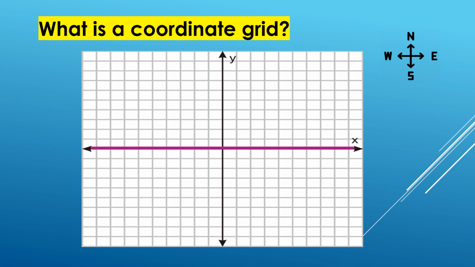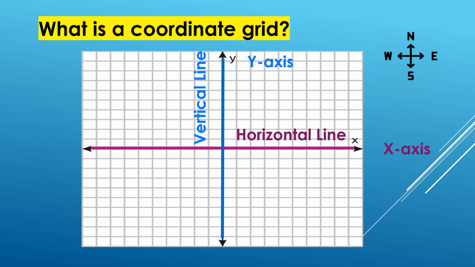Now this coordinate grid has a horizontal line. It's in the purple color. So this is a horizontal line. Remember this word, horizontal. And this is called the x-axis. So say after me, the x-axis. And it has a vertical line, which is the long line in the blue color. And this is the vertical line, and we call it the y-axis. So basically, the coordinate grid is made of two axes, the x-axis and the y-axis.